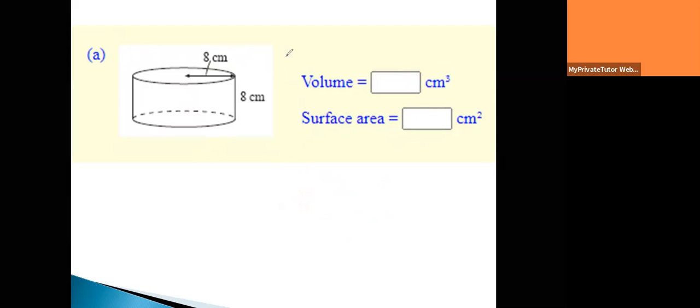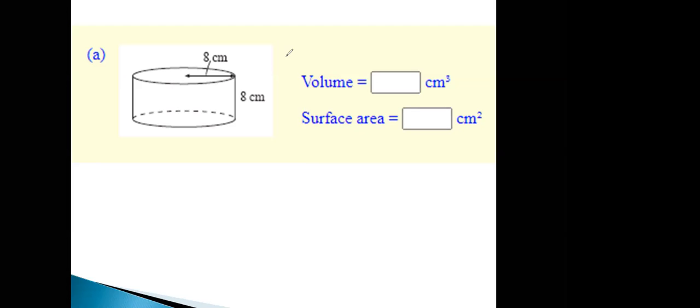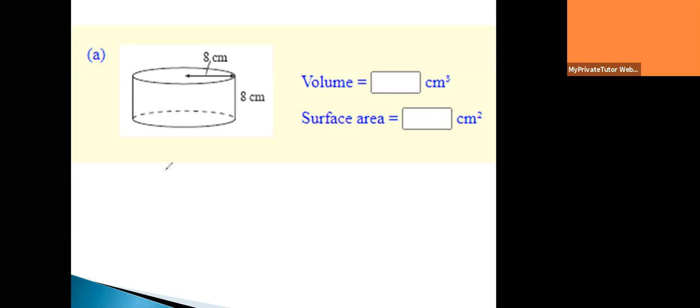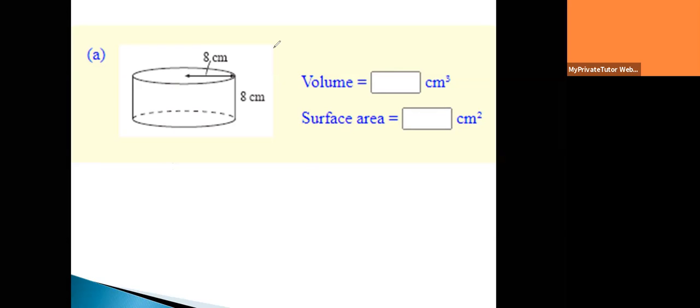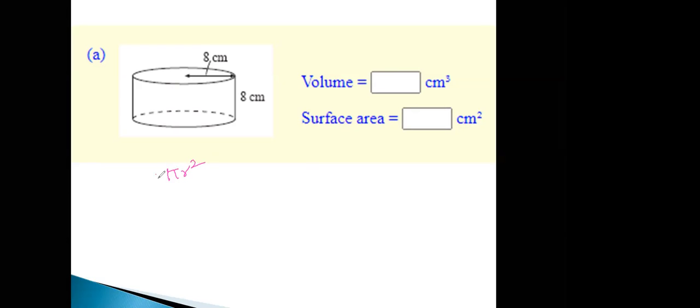So Helen, are you going to use the formula? Oh, you want me to do it? Yes, please. This cylinder has circular ends. So that means the base, the cross-sectional area, is circular. So we first find the area of the circle, which is pi r squared. Then we multiply that by the height. So that will be pi r squared times h.